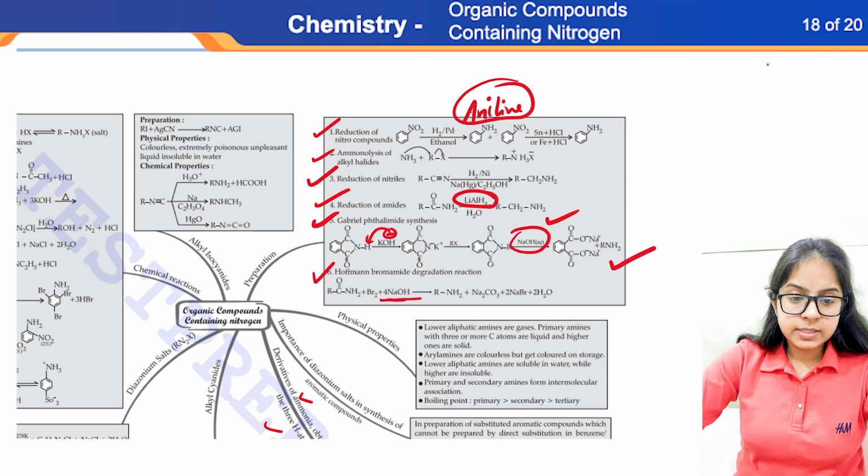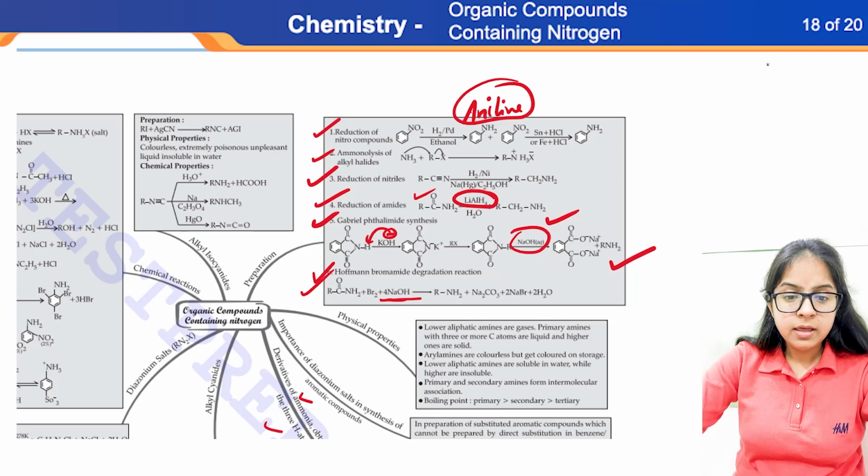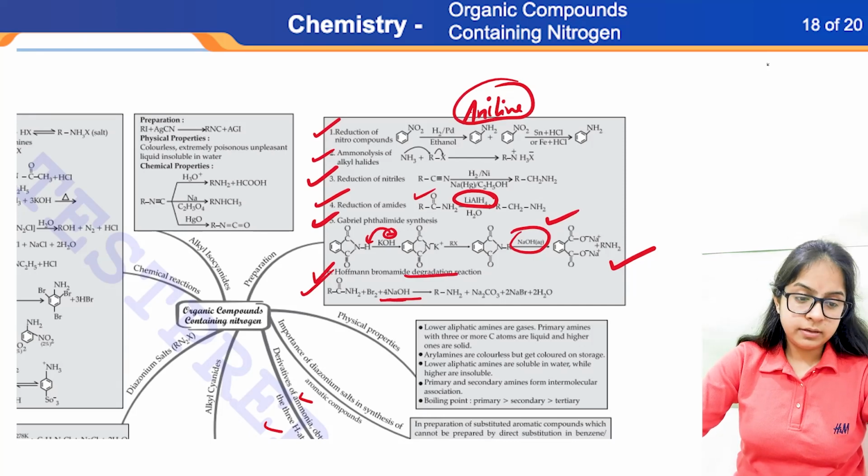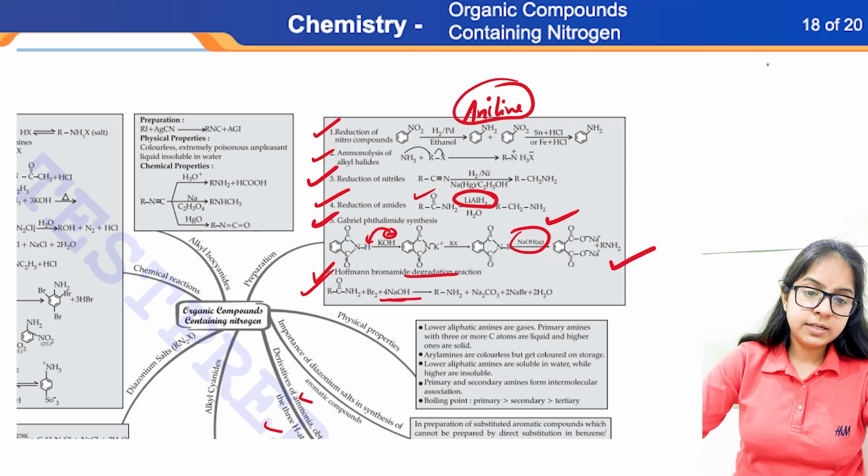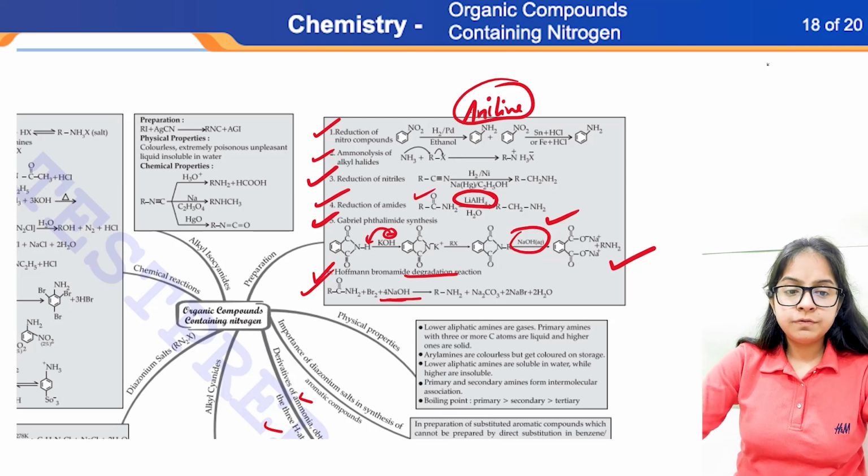Now what is the difference? Here also we are taking RCONH2, here also we are taking RCONH2, but remember that here we are getting an amine with 1 carbon less than the parent amide, but there we are getting an amine with the same number of carbons as that of the parent. That's why this is a degradation reaction, meaning 1 carbon is less than the parent compound. Okay, so that's why these are the preparations of amines.